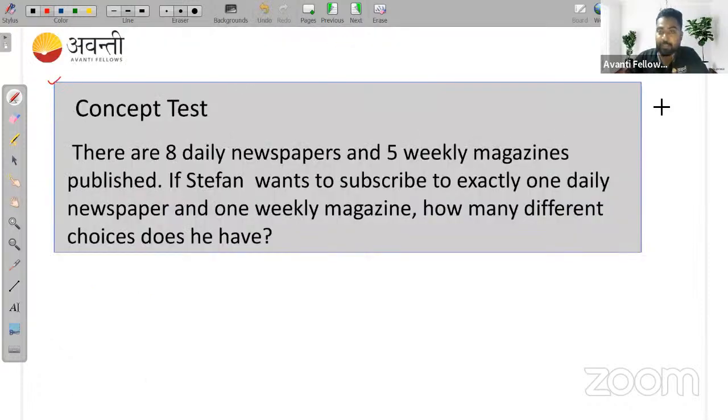Here you have a concept test. Read the question. There are 8 daily newspapers and 5 weekly magazines published. If Stephen wants to subscribe to exactly 1 daily newspaper and 1 weekly magazine, how many different choices does he have? I'm giving you 30 seconds for this question.